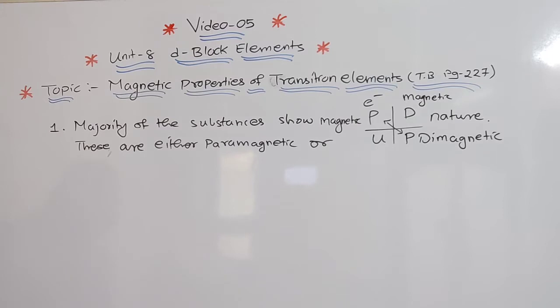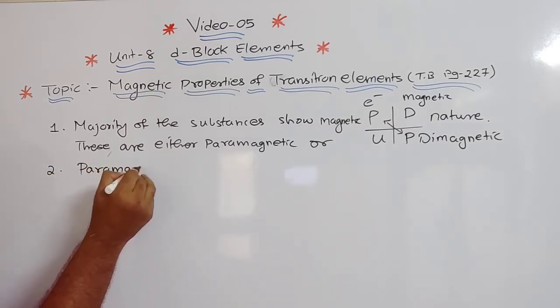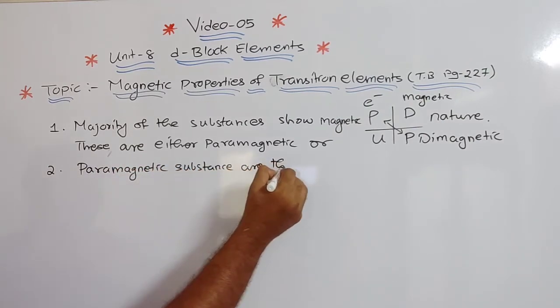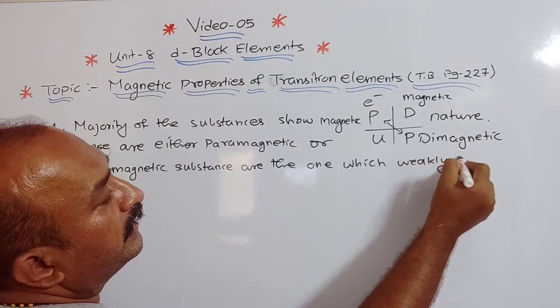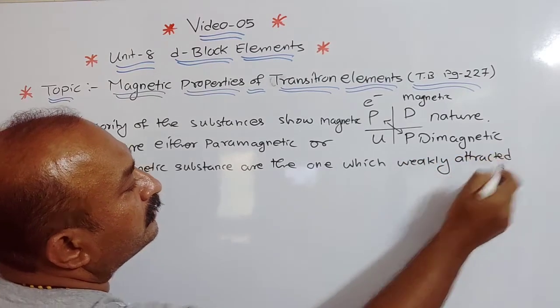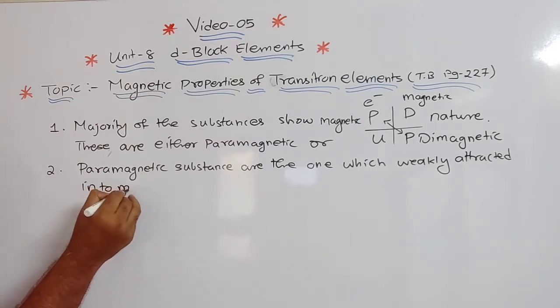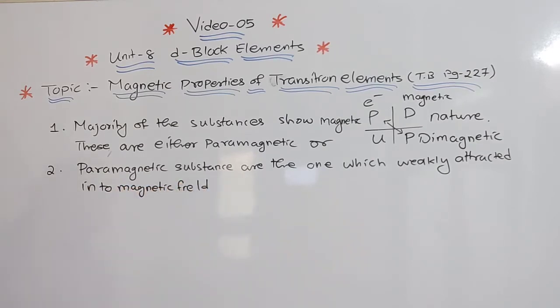Now the next one, point number 2, which you must have studied in Unit 1, solid state. Paramagnetic substances are the ones which are weakly attracted towards a magnet or into a magnetic field. Clear? Understood? I think you must be knowing this.